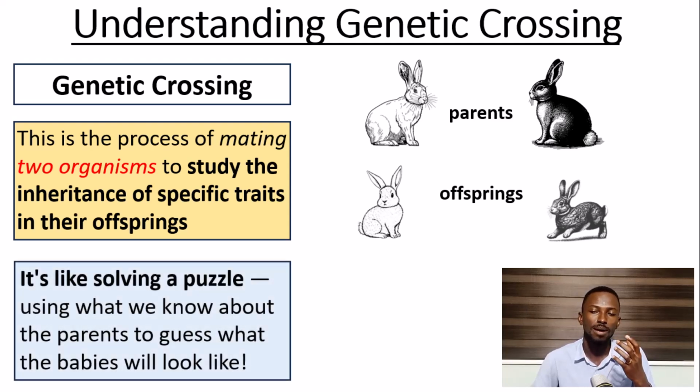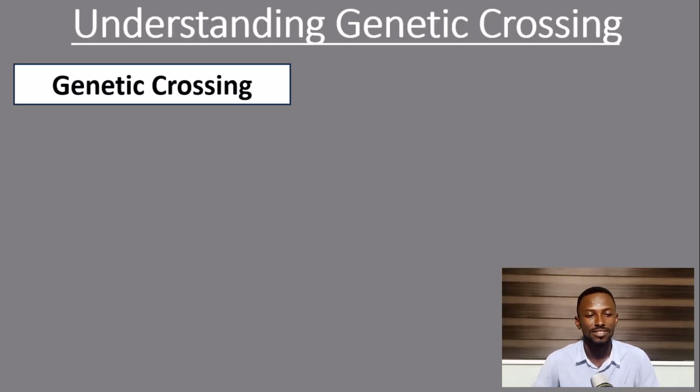And when you think about genetic crossing, it's more like solving a puzzle. When it comes to solving a puzzle, you have an idea about what you have to form. So that idea that you have will enable you to guess the moves to make. So when it comes to genetic crossing as well, we have ideas about the traits that the parents have. So based on those traits, we're able to predict the trait that the babies will likely have. That is what genetic crossing is.